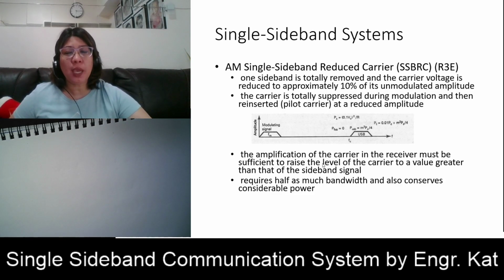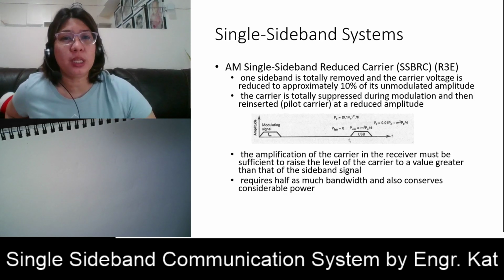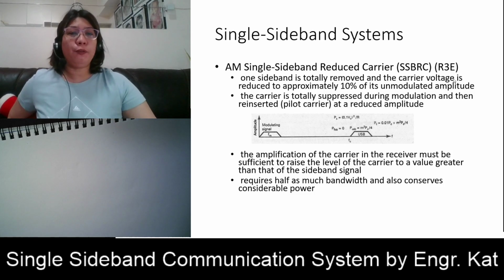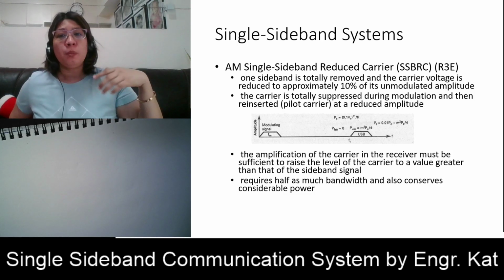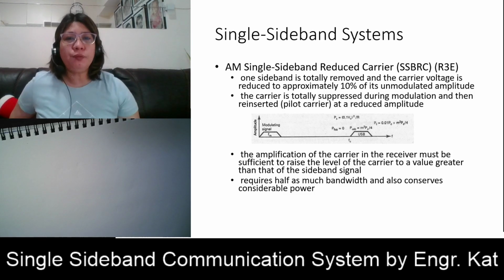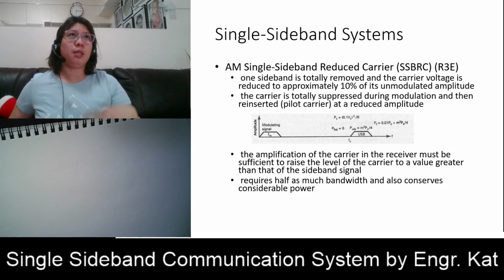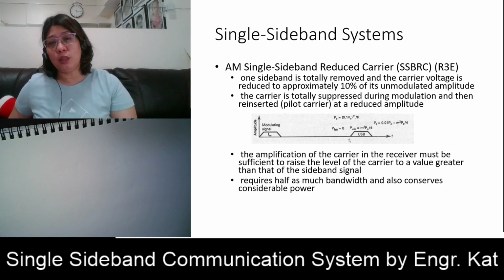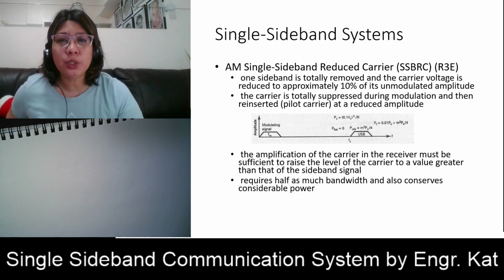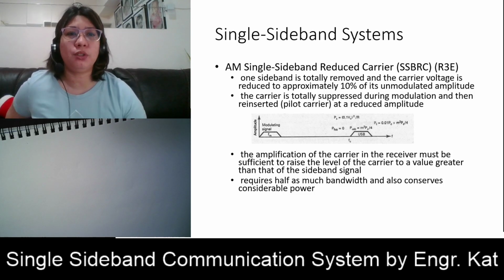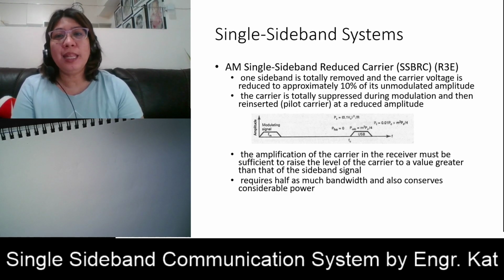So we have another type of AM. We call this an AM single sideband reduced carrier, or SSBRC. Okay, so its radio emission is R3E. So if you encounter R3E, that is a single sideband with reduced carrier. So in this, one sideband is totally removed and the carrier voltage is reduced. Okay, so the carrier is not totally removed just like in the previous type, but the carrier voltage here is reduced to approximately 10% of its unmodulated amplitude. Okay, so the carrier is totally suppressed during modulation and then reinserted.